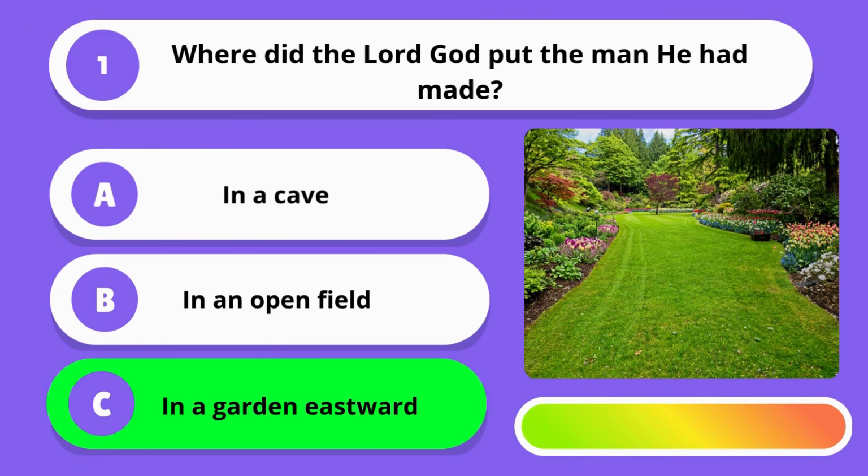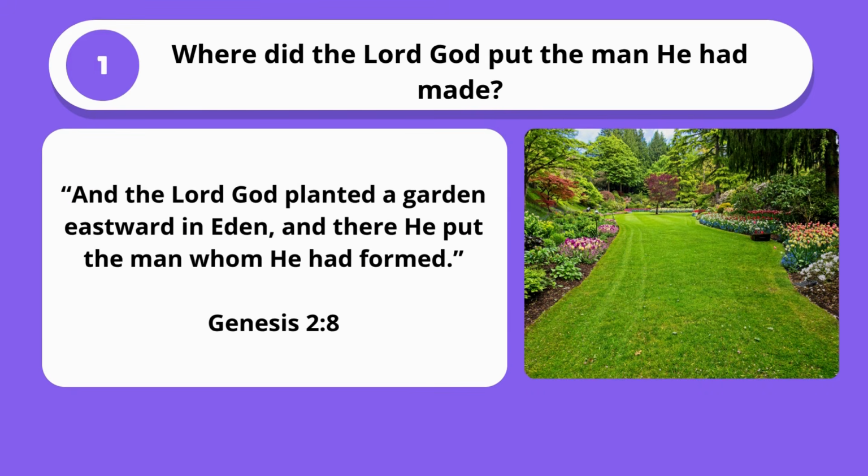The correct answer is in a garden eastward. And the Lord God planted a garden eastward in Eden, and there he put the man whom he had formed. Genesis 2:8. Let's move on to the next question.